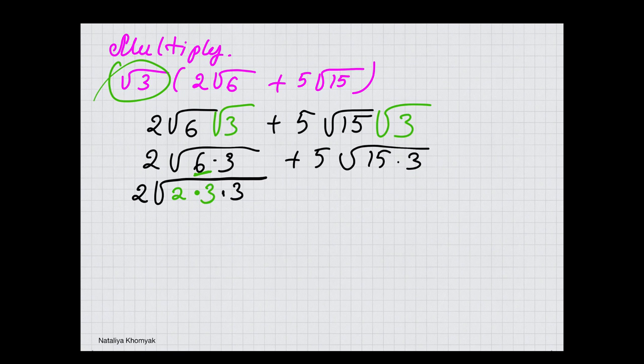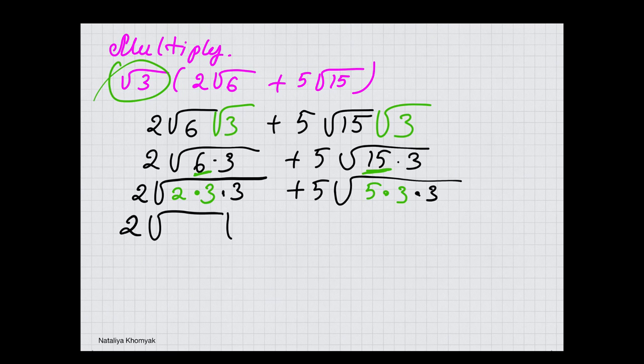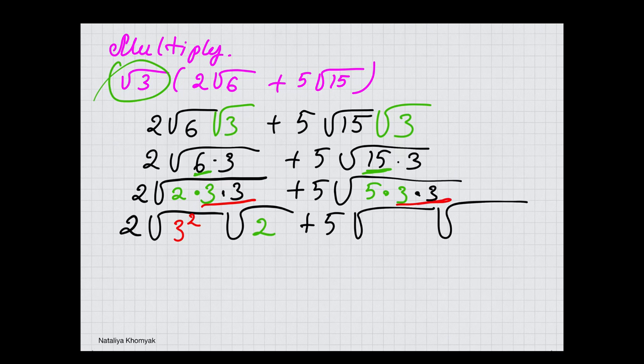This is just another way of simplifying radicals. Plus 5 radical 15, 15 is 5 times 3, times that 3. So we have 2. I have 2 factors of 3, so that's 3 to the second times that leftover 2, plus 5. I have 2 factors of 3, so that's 3 to the second times 5.